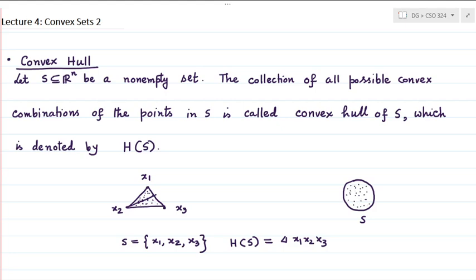That means the set of all points inside as well as on the boundary of this set. Fine. So the convex hull is this entire circular region. Fine. So that's all about the idea of convex hull. And we notice that here is a special case of convex hull.